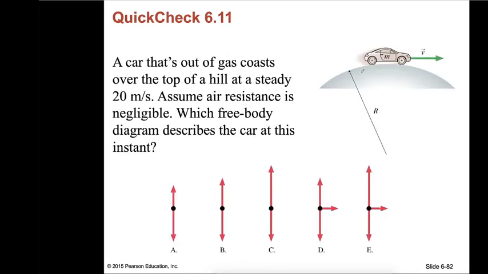And here, if the car is going in this way, what's the free body diagram? The answer is A, because in this situation, in this circular motion, the centripetal acceleration is going down, so the net force should go down. Only A is the correct answer.